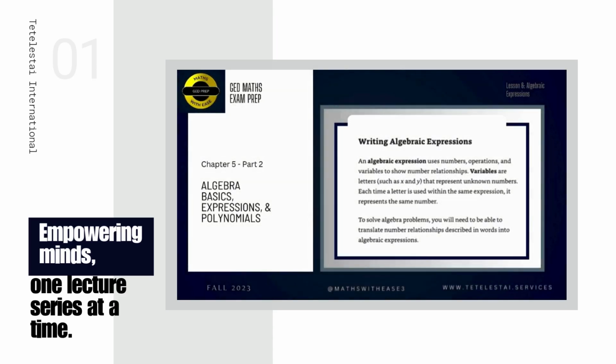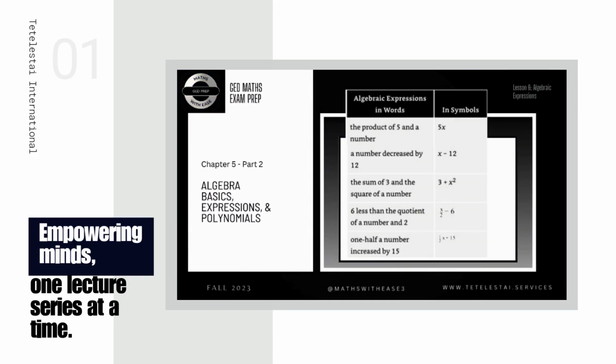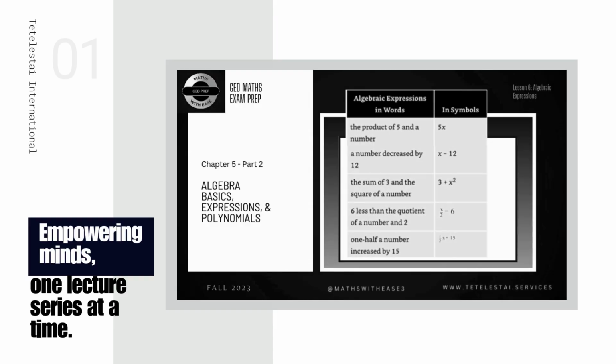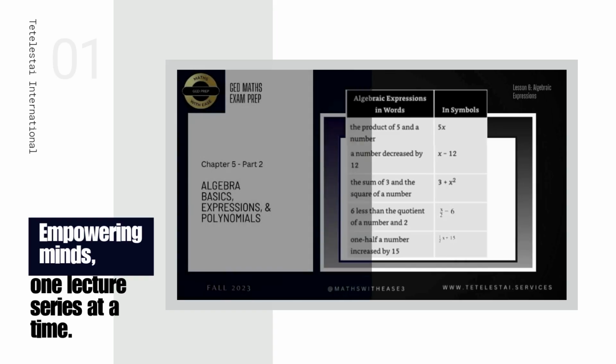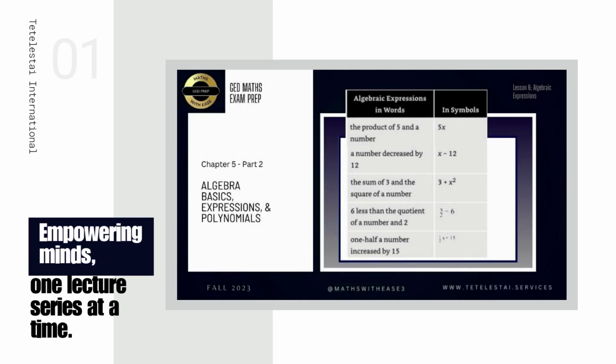To solve algebraic expressions, change numerical relationships described in words to their algebraic equivalents. So here are a few examples of algebraic expressions translated into their symbolic representations. The product of 5 and a number can be rewritten as 5 times x.